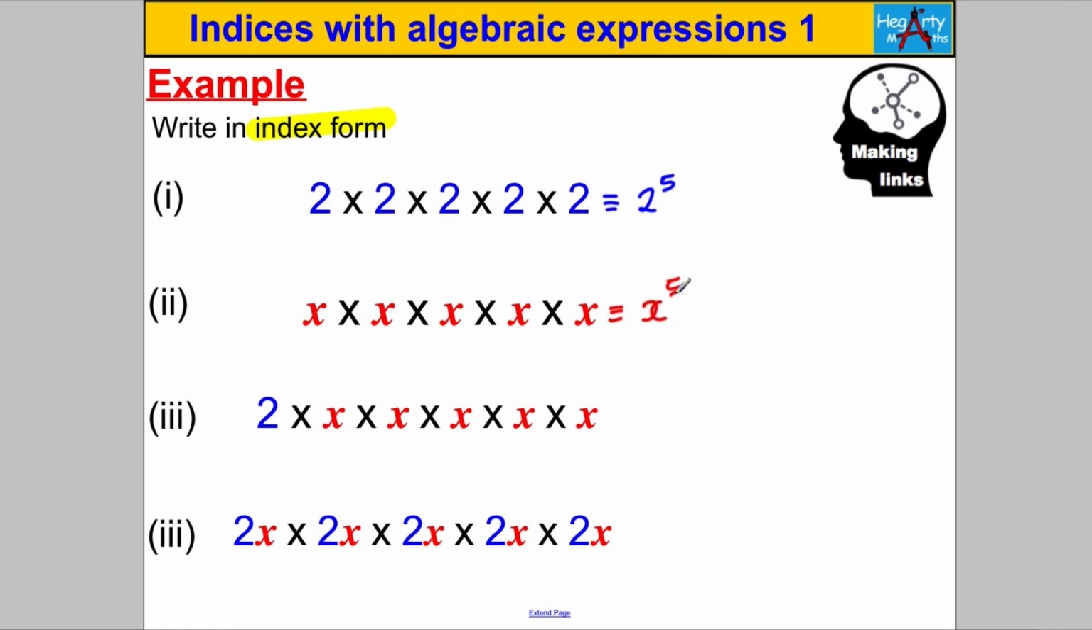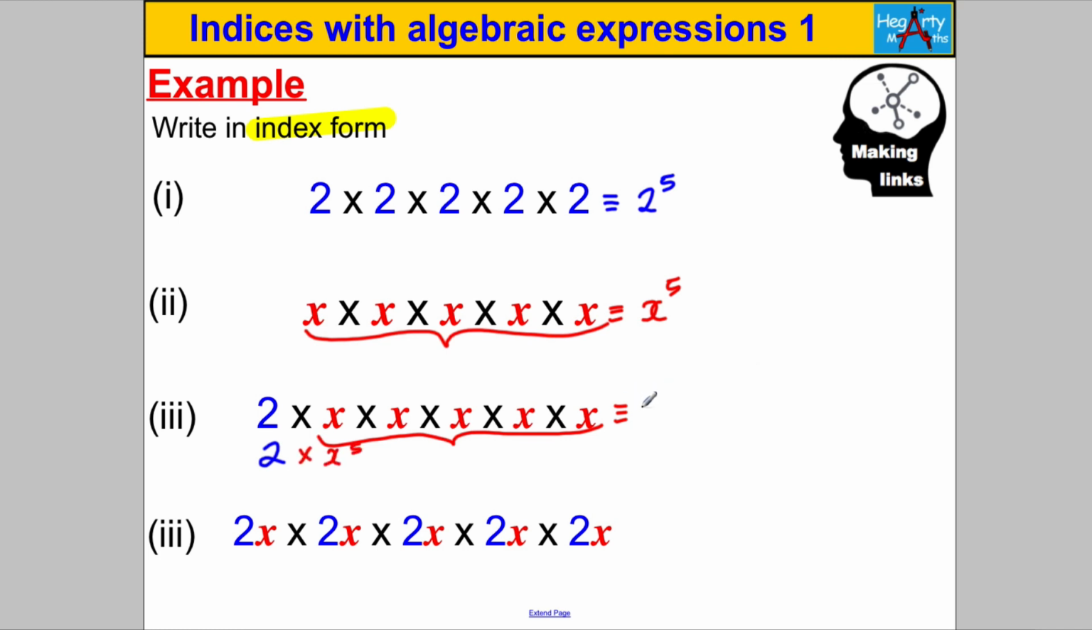The base here is x. The exponent, or the power, is 5. It's just like above, but x is in place of the 2. What about the next one? Well, can you see this here is the same as this? And we know that's x to the power of 5. But you've just got a 2 in front of it. So you've got 2 multiplied by x to the power of 5.